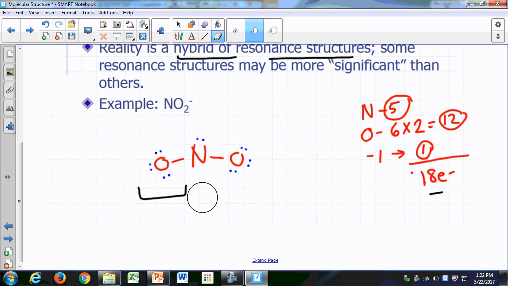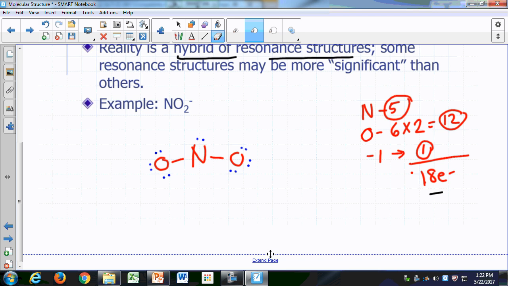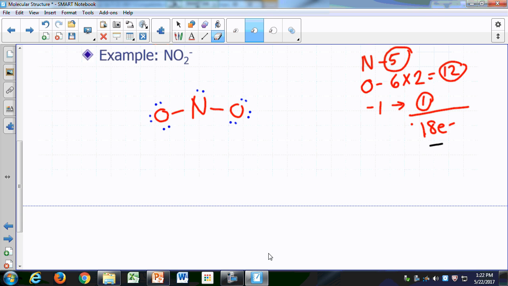And you'll notice in this particular case, the nitrogen is not following the octet rule. Now, you can give nitrogen an octet, and you might say that if we can get that nitrogen to have an octet, that might be a more significant resonance structure, a distribution that reflects the reality better.